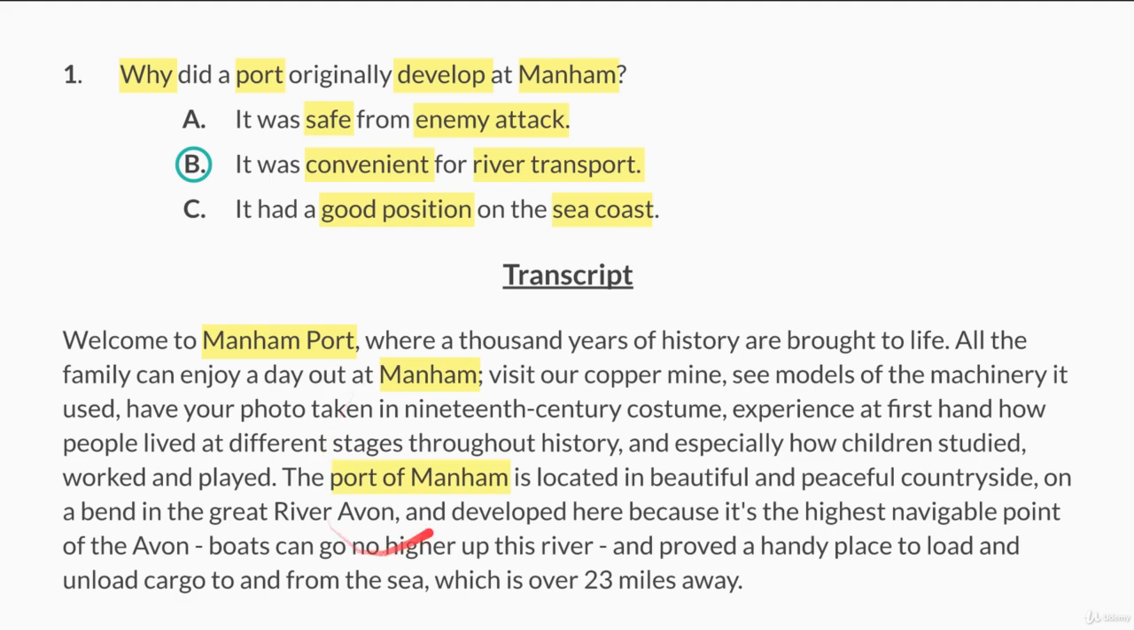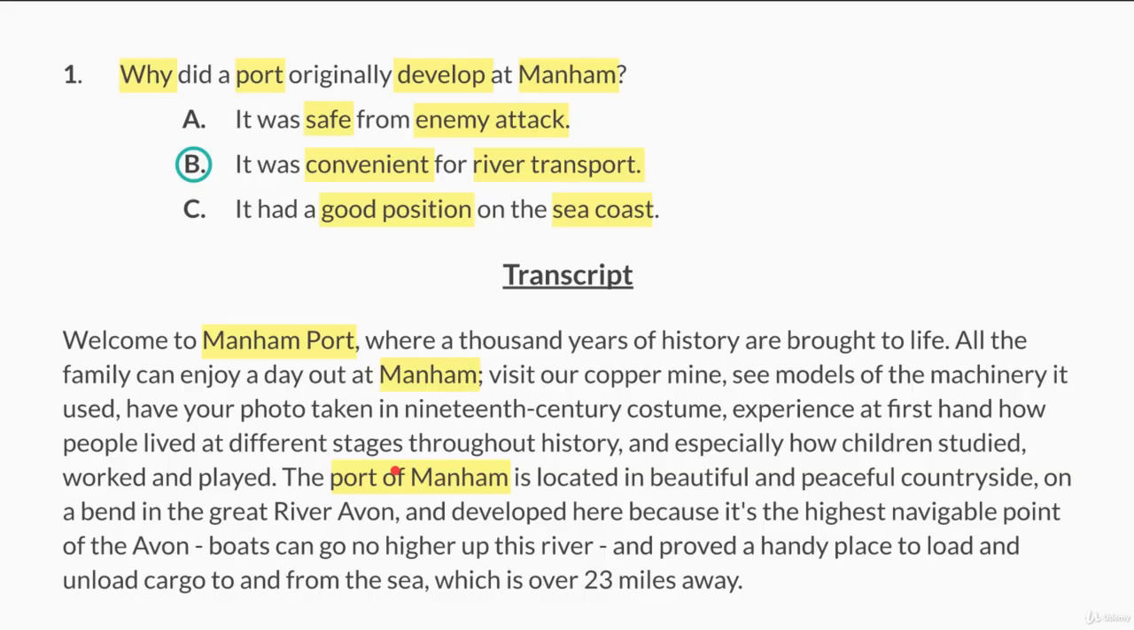Okay, so the word appears several times over here, and take note that we have not yet heard any of our keywords, okay? So the main thing we're looking at now is the word develop, and particularly why did this port develop, okay? The port and Manham, they're not very useful keywords, so I'm kind of ignoring that.